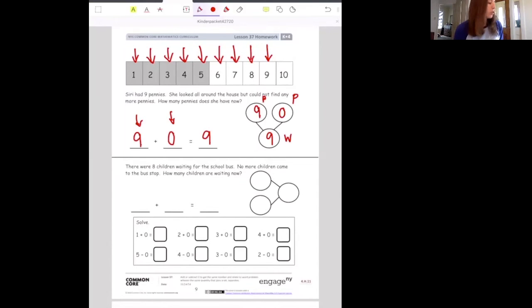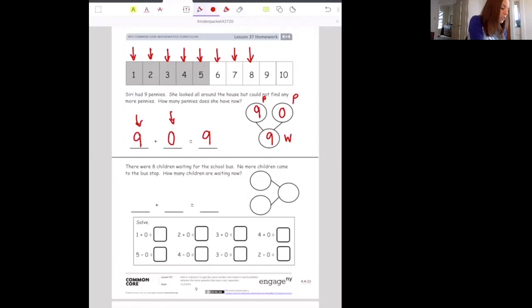There were 8 children waiting for the school bus. No more children came to the bus stop. How many children are waiting now? So we know to start, it says there were 8 children waiting for the school bus. So use your number line. We'll use a different color this time. Actually, I'll just erase my number line from last time. Use your number line and you're going to count 8. 1, 2, 3, 4, 5, 6, 7, 8.